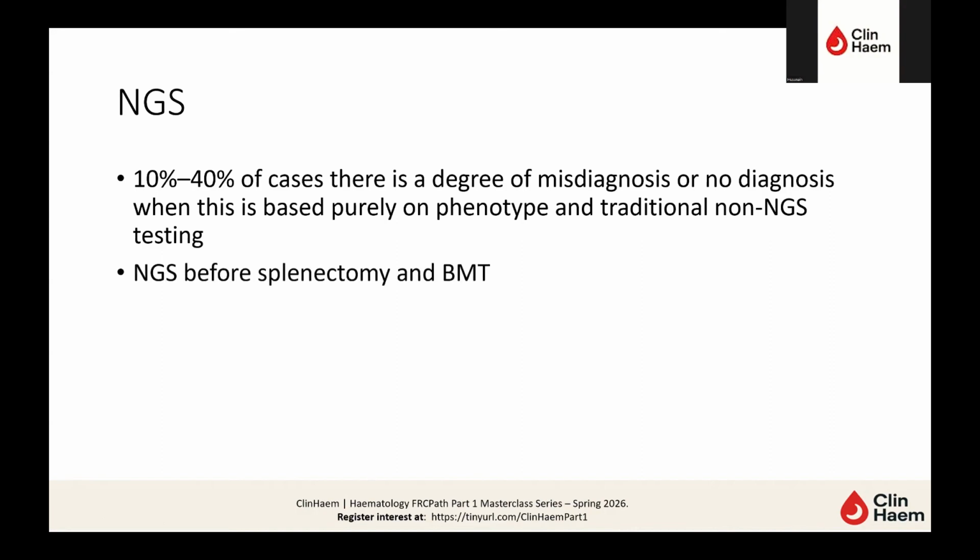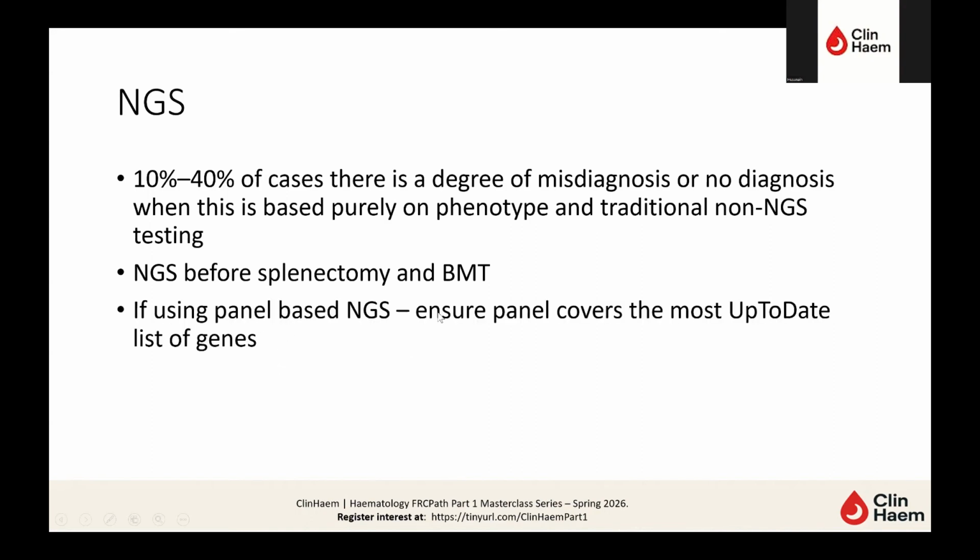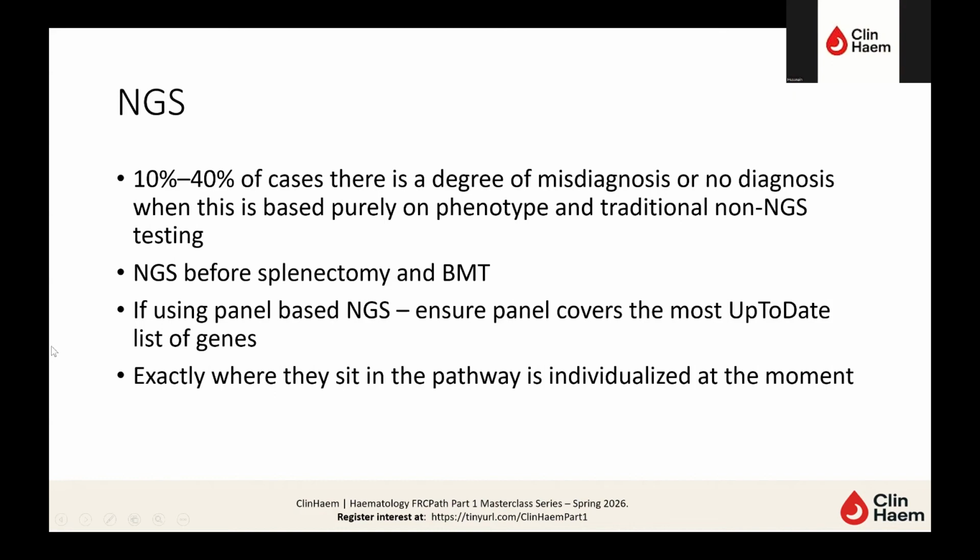You definitely do this if you are planning big things like splenectomy and BMT. And if you're using panels, you have to ensure that the panel covers the most up-to-date list of genes, because genes continue to be discovered, and most of these NGS panels are targeted gene panels. So they may cover 20, 30, 40 genes. There's an anemia panel, which is R92, so they will cover all the common inherited anemia genes. But you have to ensure that it's up to date, which likely the NHS would do if it's available on the NHS. Exactly where it sits in the pathway is individualized at the moment. So it's not like everybody should have NGS, but of course, in tricky cases, you should do NGS.